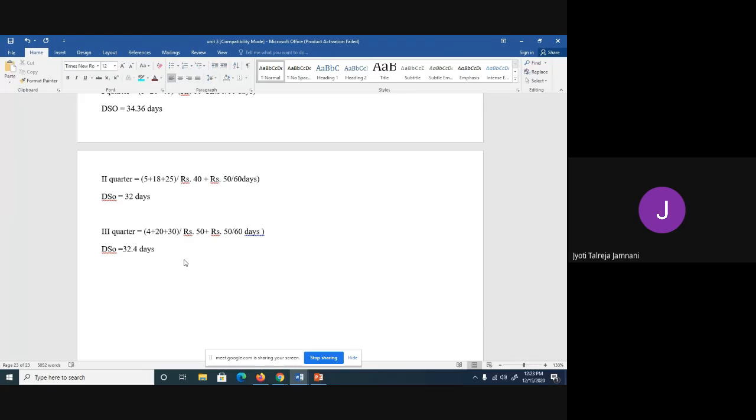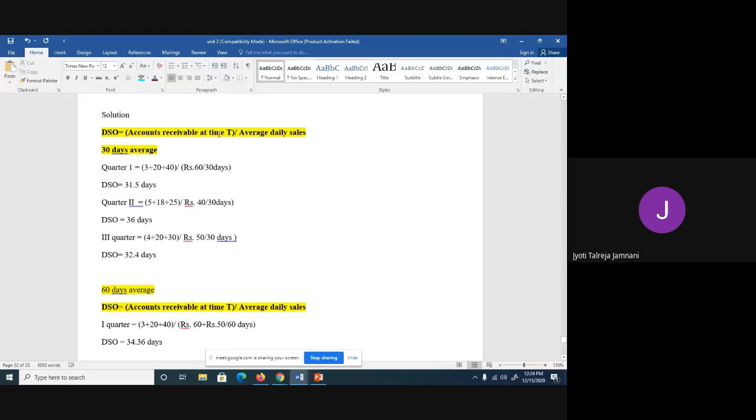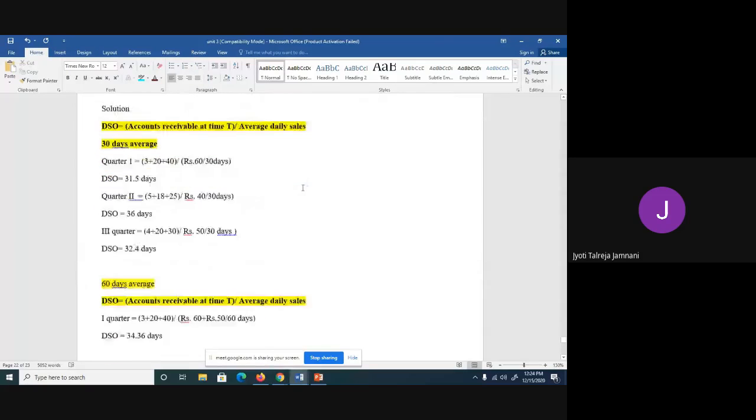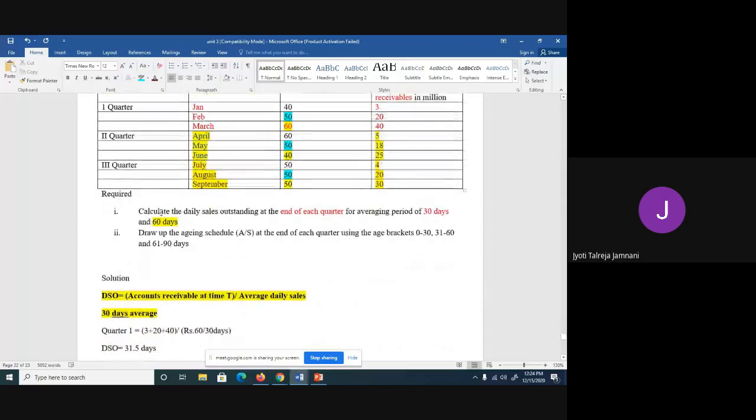So this is how the days sales outstanding are calculated. You need to find the average on the basis of what they give, 30 days, 60 days or 90 days, and put it in the formula and solve it. So this was one of the sums to make you understand how days sales outstanding works. Now this first part we finished.